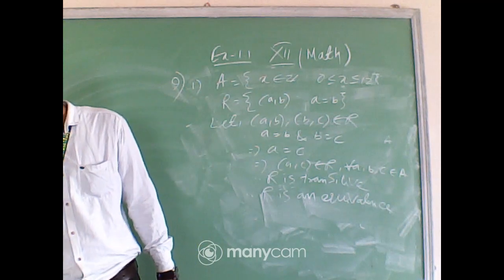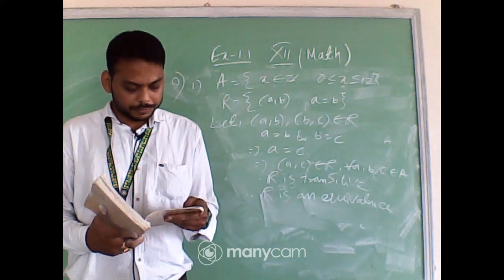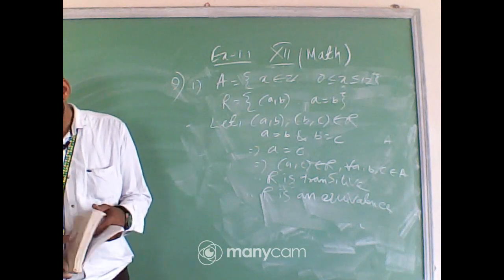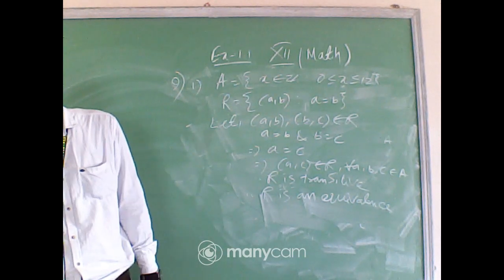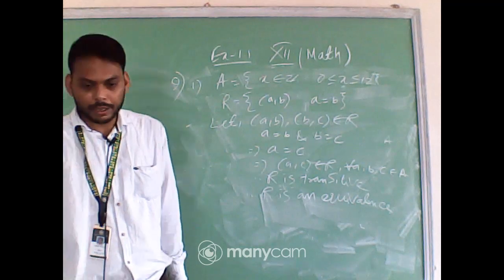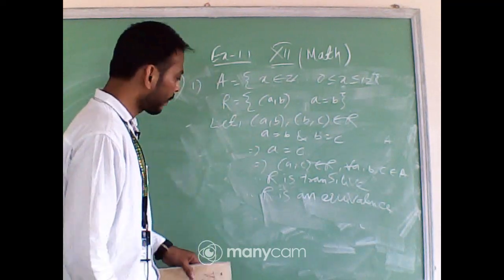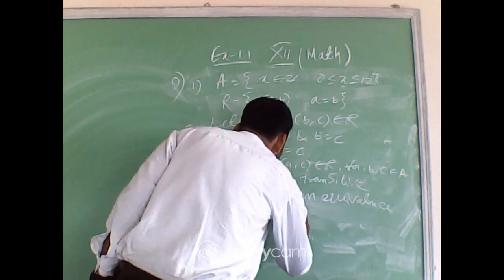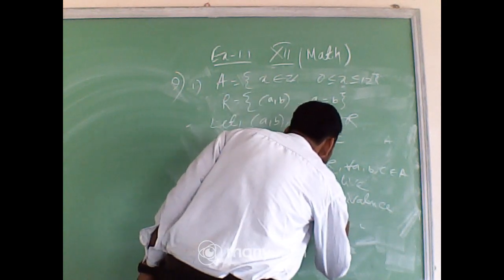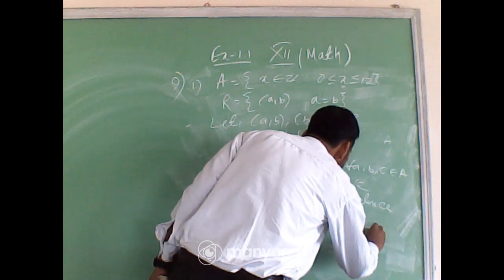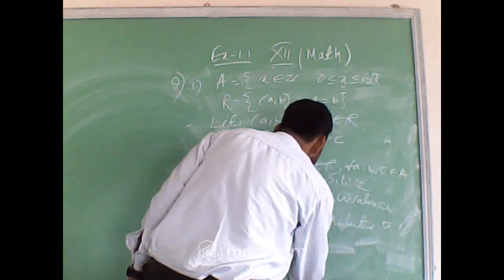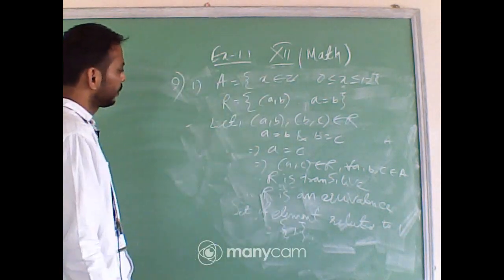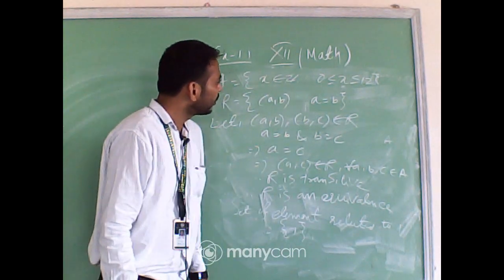Okay. So now, again there is the second part. Find the set of elements related to 1. The answer will be the set of elements related to 1, there is only the singleton 1, there is only one element, 1 equals 1.